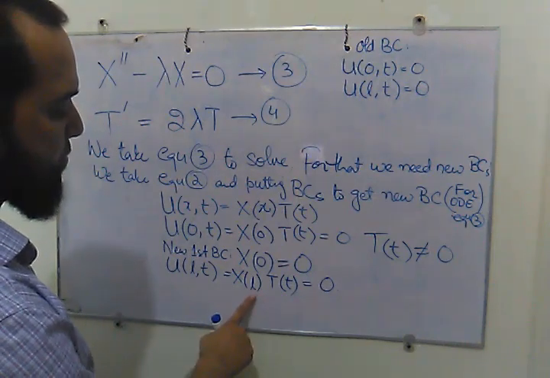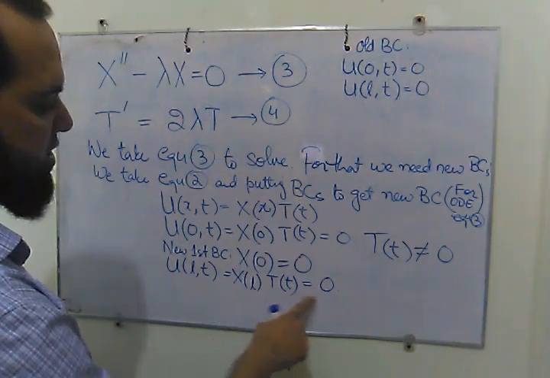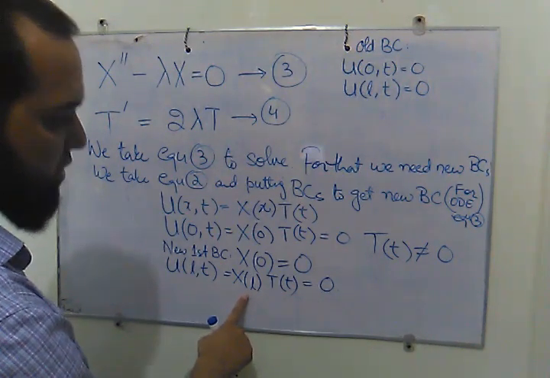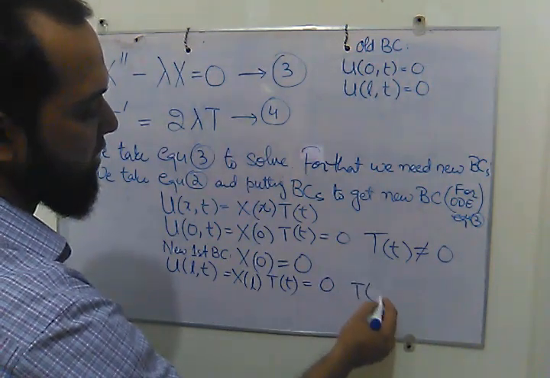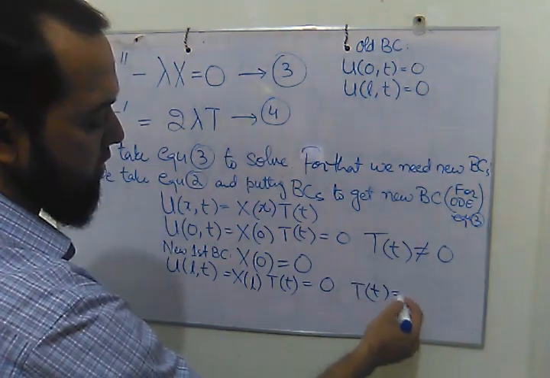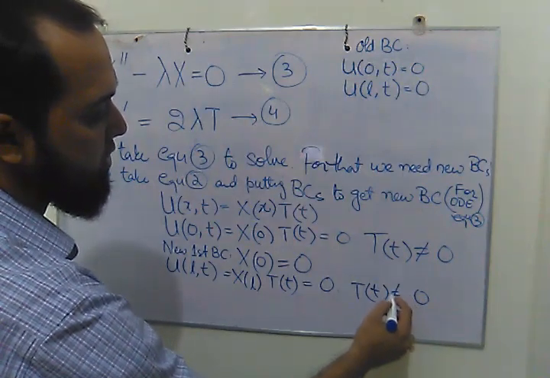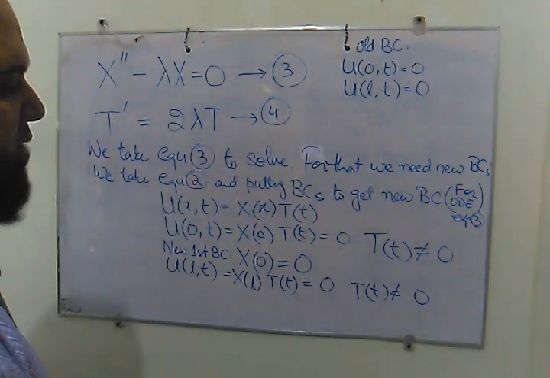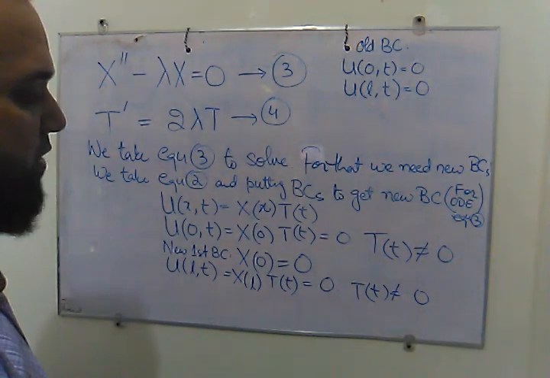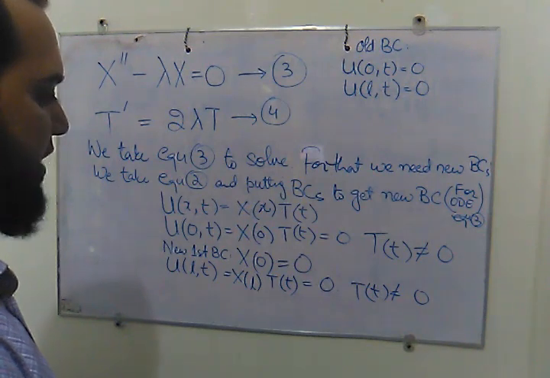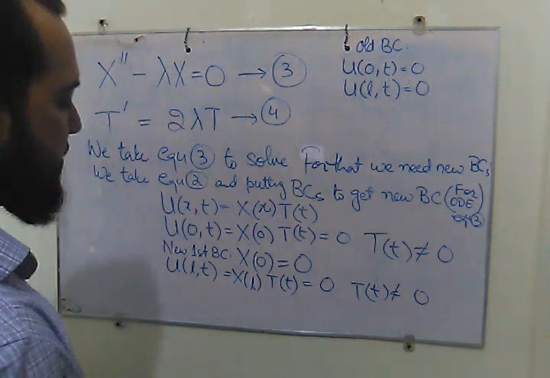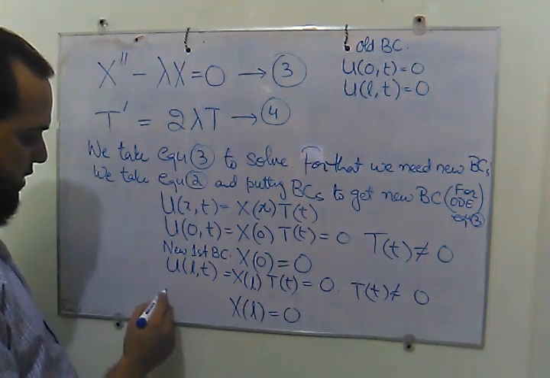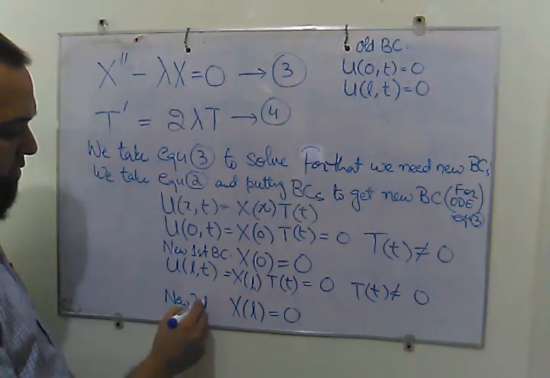There we have a situation where the product of two numbers is equal to 0, which means that either T of t is equal to 0 or X of L is equal to 0. By the same reason, we cannot assume T, which is a function of small t, equal to 0, since small t cannot always be 0. It is 0 only when we start the experiment. That's why we define our initial condition. That's why T of t cannot be 0, which means that X of L is equal to 0. And this is our new second boundary condition.